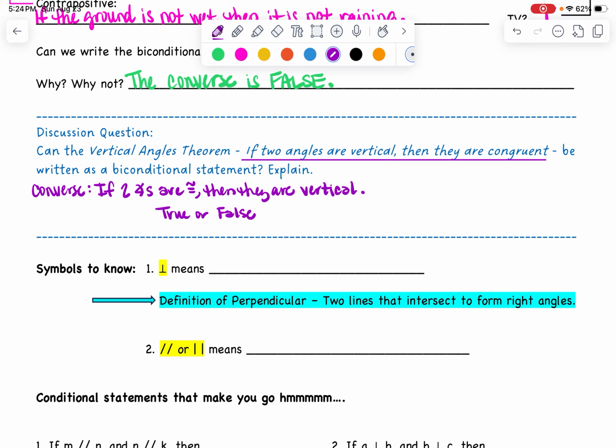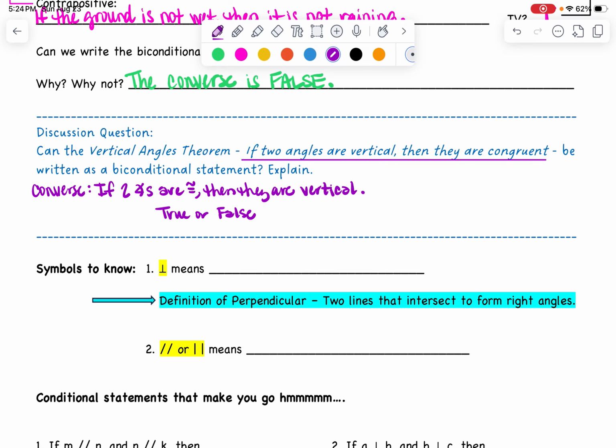Because I can draw lots of congruent angles. Let's say I have a picture that looks like this, and I have an angle bisector. Well, I have two congruent angles. Does that mean that they're vertical angles? Well, clearly not, because vertical angles are opposite angles created by intersecting lines, and that's not what's happening here. So the vertical angles theorem is not written as a biconditional because it's not true when you read it in reverse. All right, guys, that's pretty much it for today's lesson.